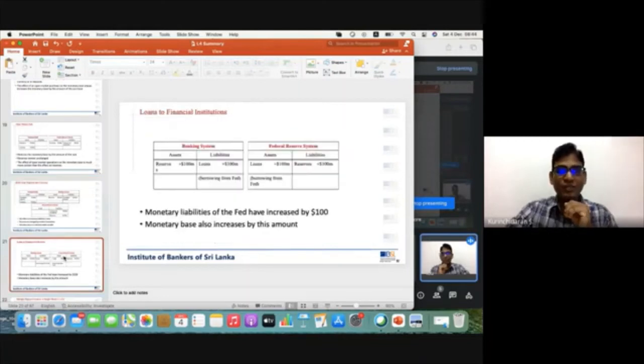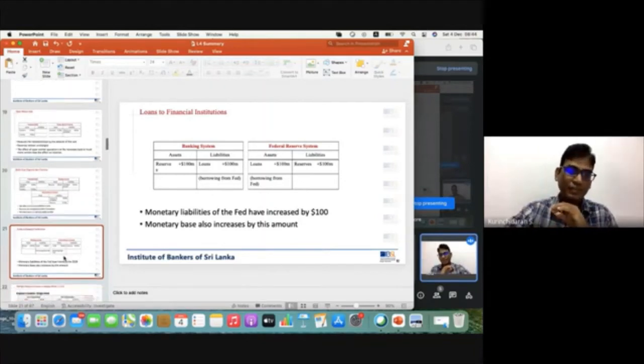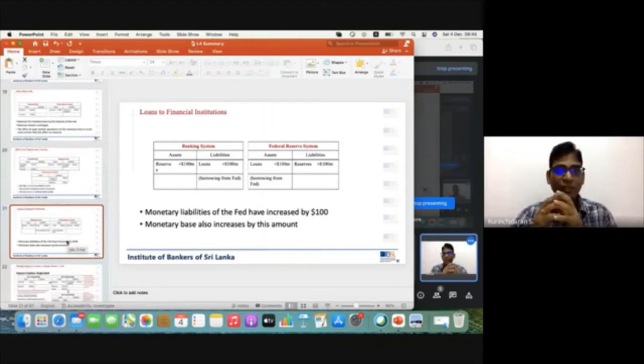The third option we can see is loans to financial institutions. Currently what I am explaining is how currency and reserves change in the central bank balance sheet, right? What are the factors that influence them? Okay. And third, loans to financial institutions. Now let's assume a bank is going to get a loan from the central bank, right? So we can call this a borrowed reserve as well.